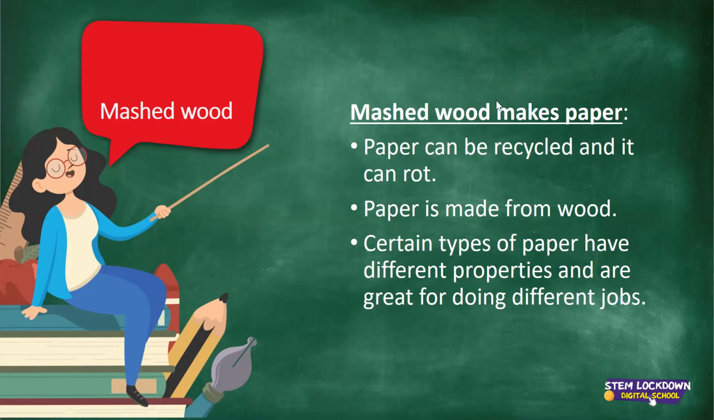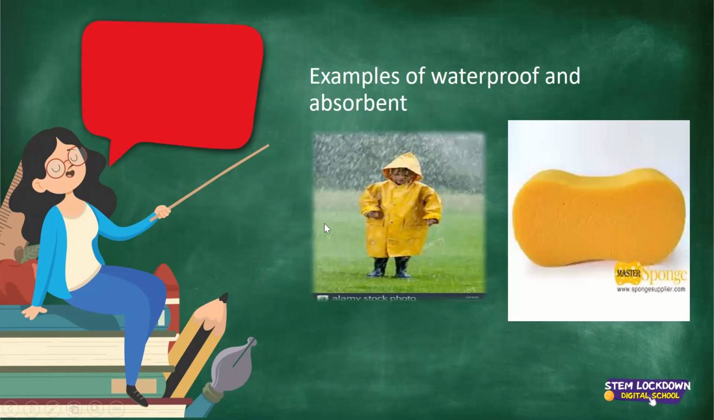Then we have examples of waterproof and absorbent. This one is a raincoat. Remember the keyword waterproof. It means that it does not allow water to pass through. And then absorbent means that it will absorb water. It will soak up water and allow water to pass through.